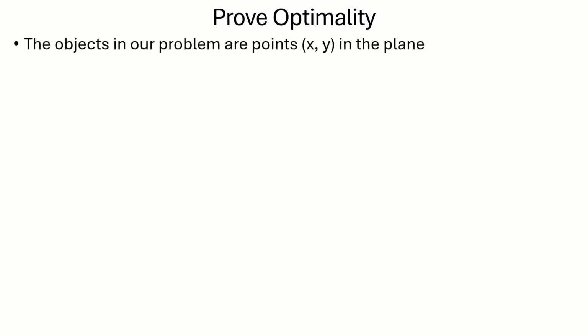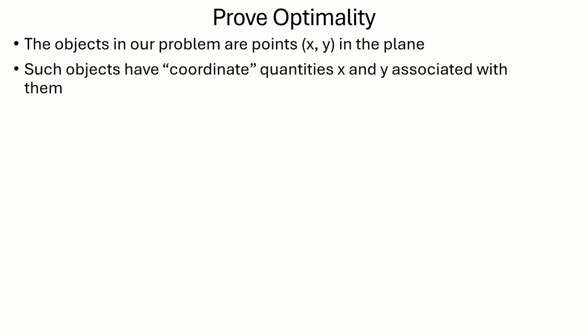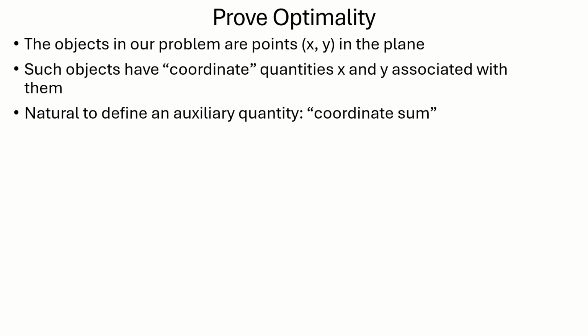The last thing to do to have a solution for this problem, and usually the hardest part of these kinds of problems, is to prove this is an optimal solution. That is, prove that there can be no solution with fewer than 578 hops. To do that, we're going to define an auxiliary quantity. It's a quantity that can be built from the objects we're dealing with in the problem, which in our case are points in the Cartesian plane. Points in the Cartesian plane have x and y coordinates. So one possible quantity that we can make use of is the sum of coordinates quantity.